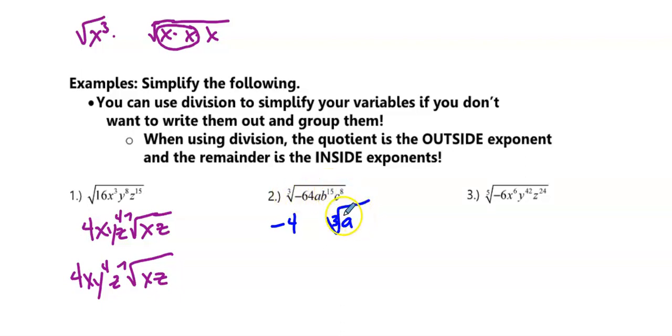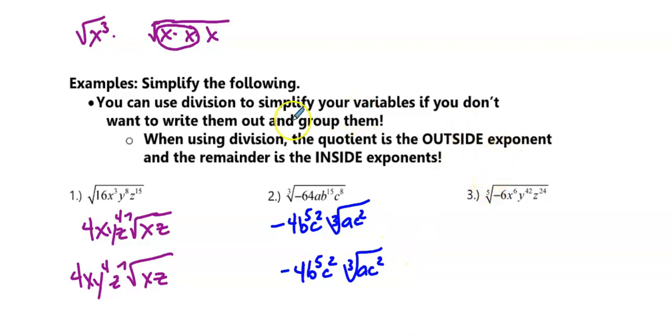Mind you, I need to make sure it stays a cube root. 3 can go into 15 5 times, so we can pull b to the 5th out. And 3 can go into 8 twice, so we got c squared with 2 c's left over. So we got c squared also under the radical. So we got negative 4 b to the 5th c squared times the cube root of a c squared.